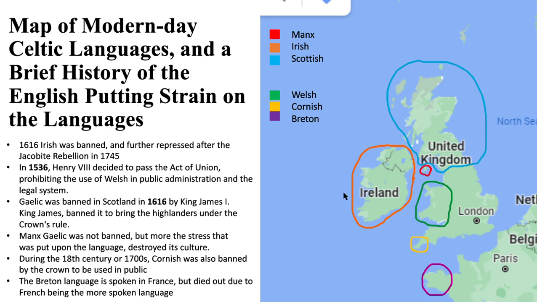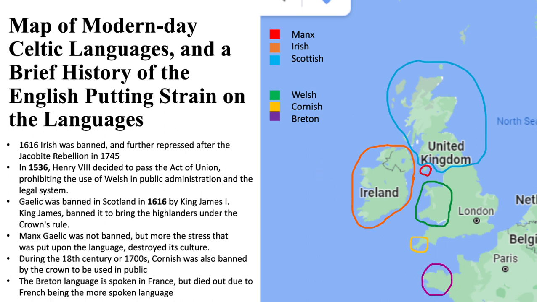This is a map of the modern-day UK and this little piece of France right here. What it's supposed to show you is where Celtic languages are spoken to this day. With the Gaelic languages, we have the Isle of Man over here, where they spoke Manx Gaelic. Then we have Scotland up here, where they obviously spoke Scottish Gaelic, and Ireland over here, where they spoke Irish. Then over here we have the other type of Celtic languages: Welsh, spoken in Wales, Cornish, spoken in Cornwall, and Breton, the Brittonic language spoken in Brittany.